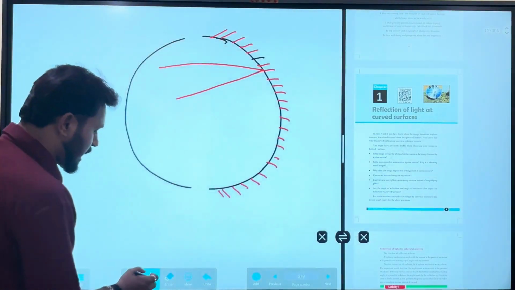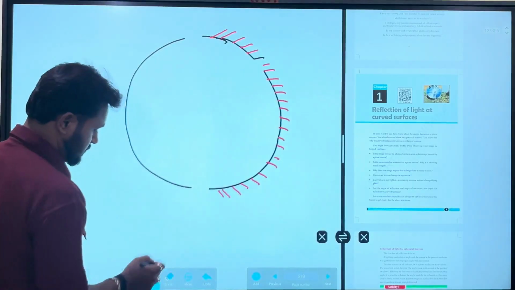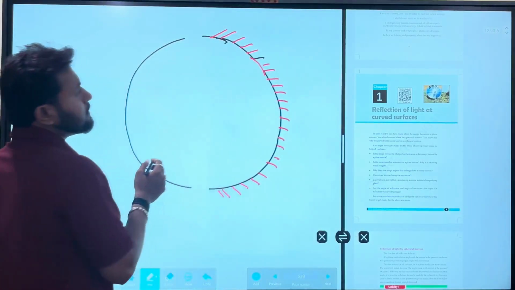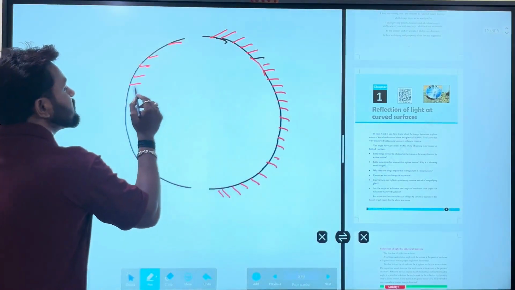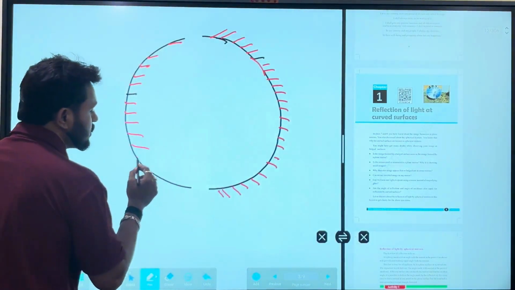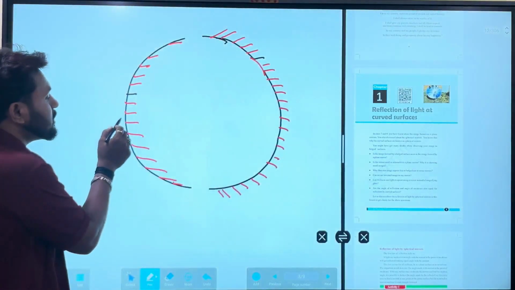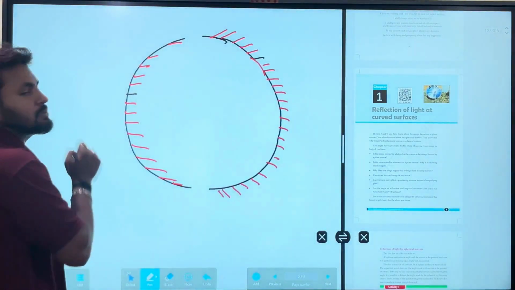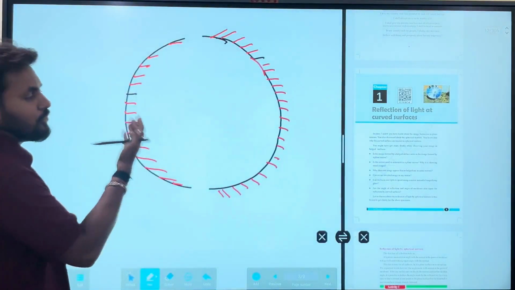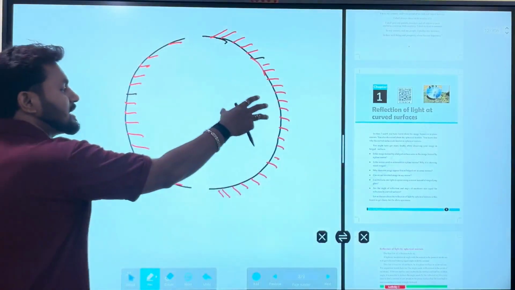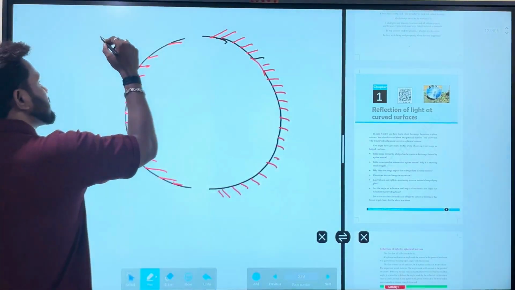Now same thing, if the other half has been painted from here, from inside, this is called a convex mirror. Now the convex mirror is also called a diverging mirror. This mirror is called a converging mirror. Further you will learn why we call this the converging mirror and why we call this the diverging mirror. Let me label this.